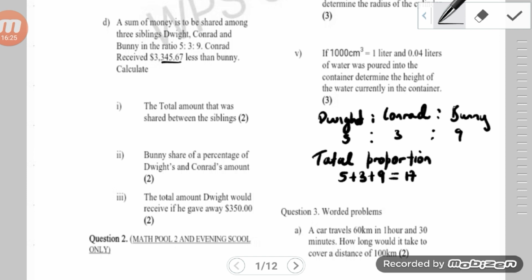So now we're going to have to do something here, something a little creative here. We're going to have to focus on what is here. This is the focus of the question, Conrad and Bunny.